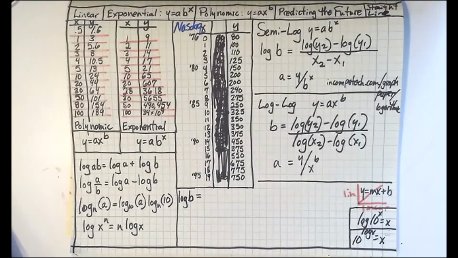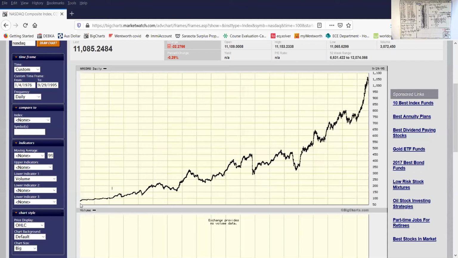I'm looking at the NASDAQ between 1976 and 1995. You're probably saying, yeah, that's not a straight line. Of course it's not. It's because it's a linear y-axis that I've got right here, and it's a linear x-axis that I've got right here, isn't it? Right?